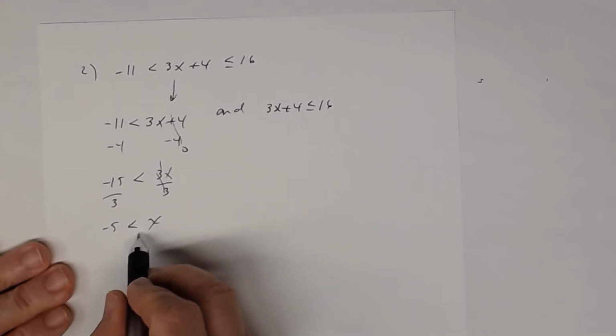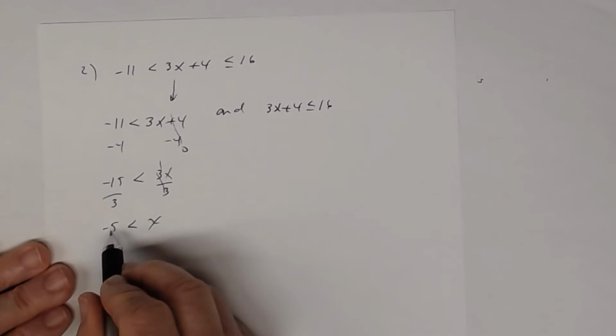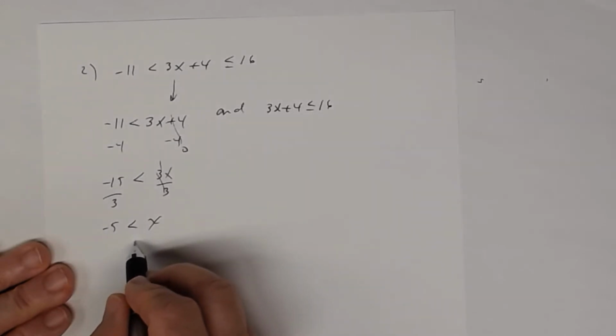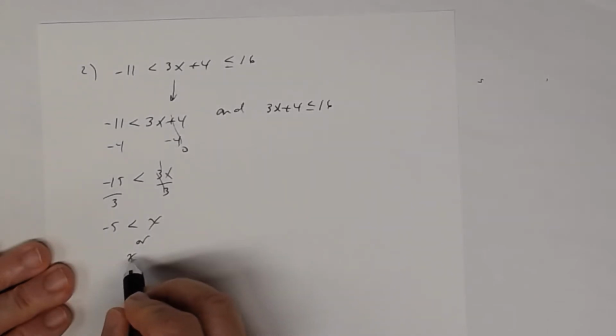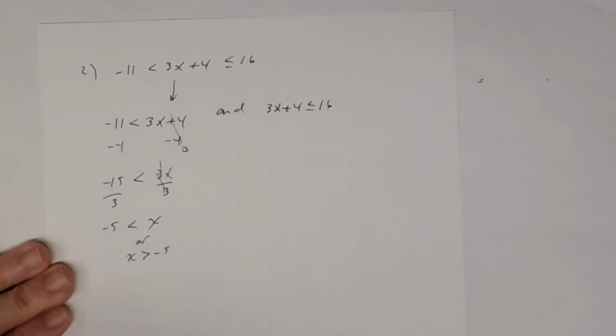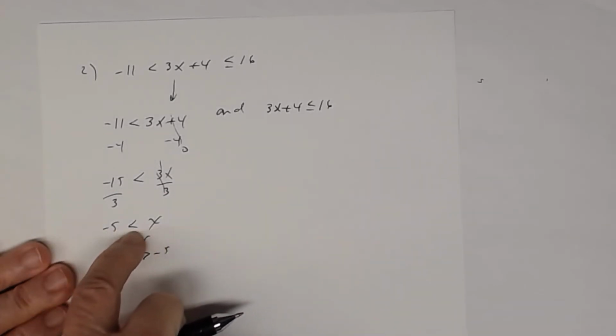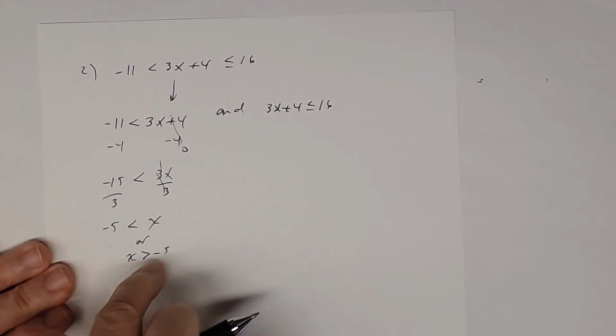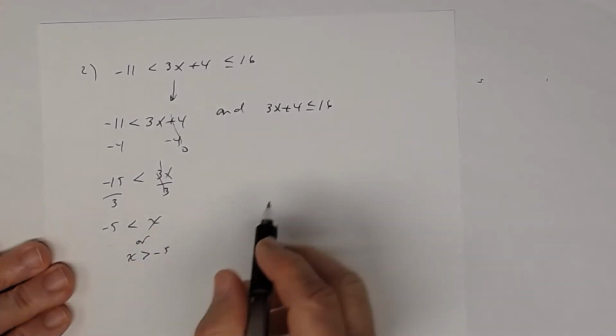Now remember, another way to write this, and you saw this in a previous lesson, so -5 is less than x means the same thing as x is greater than negative 5. Those two mean the same thing, so just writing it backwards. Negative 5 less than x means x is greater than negative 5. Okay? All right, let's do this one.